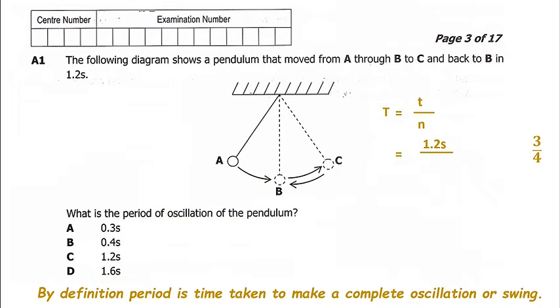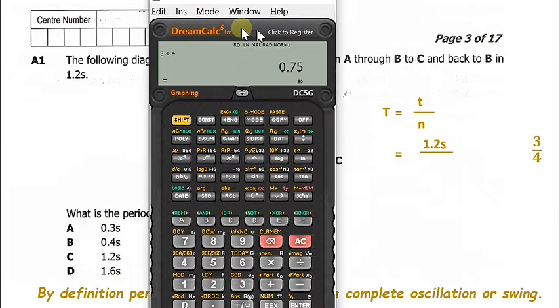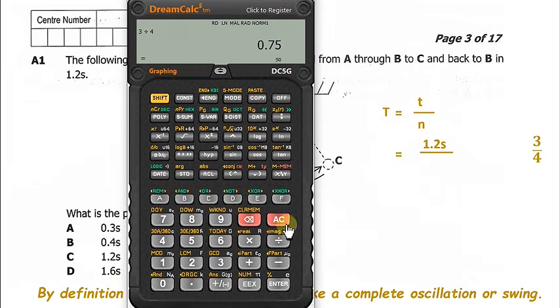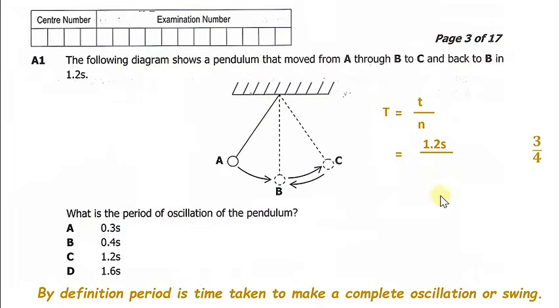Let me just get my calculator and show you how I did it. I just got 3, then divided by 4, then I said equals, which is 0.75. So we have converted this into 0.75. Here I put 0.75, and I say equals, then I divide 1.2 by 0.75. I got 1.6 seconds. So this is our period of oscillation, meaning that our answer is D. So this is our answer, D.